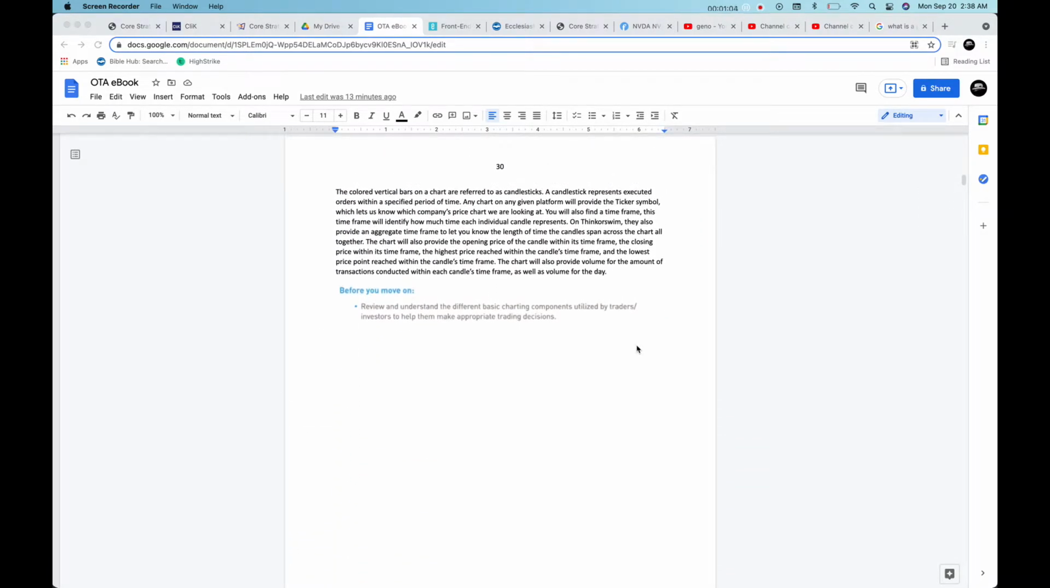Now, the colored vertical bars on a chart are referred to as candlesticks. They will either be green or they'll be red. If they're green, that means price closed higher than when it opened for that particular time frame. And if it's red, then that means it closed lower than when it opened in that particular time frame. A candlestick represents executed orders within a specified period of time.